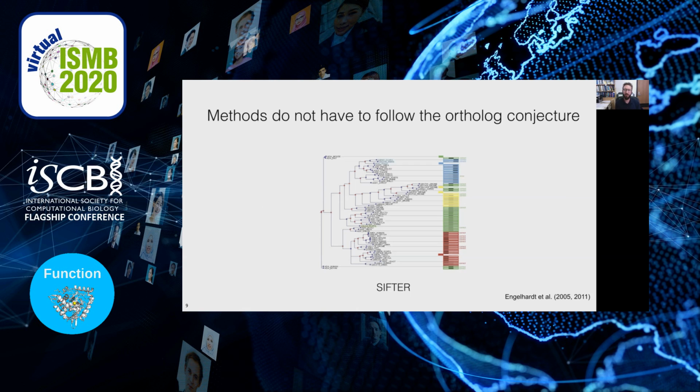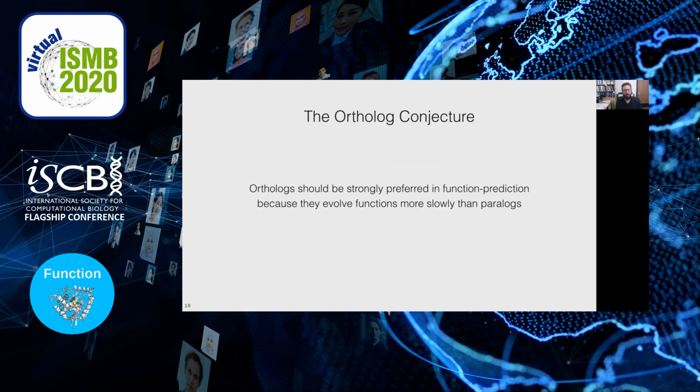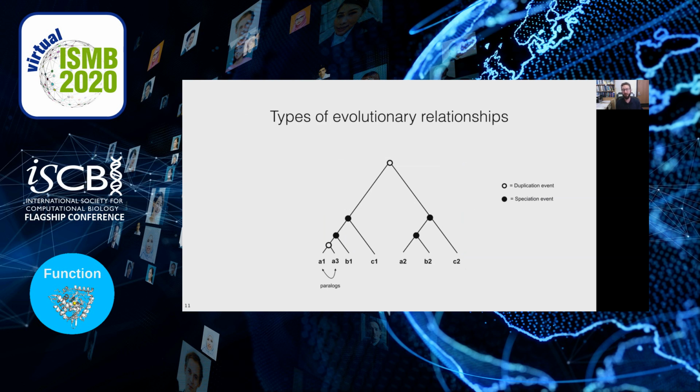For instance, SIFTER by Barbara Engelhardt and colleagues uses both, and it does very well in all function prediction tasks. But in general, the field of function prediction by evolutionary relationships has used the ortholog conjecture. So orthologs should be strongly preferred. But it's not really a quantitative kind of conjecture. It doesn't say, well, orthologs should be preferred by so much, but for instance, if there is a paralog that's more closely related, you can use that one.